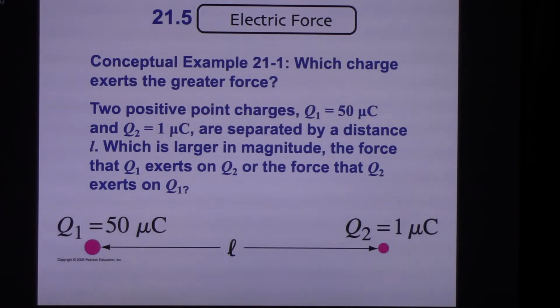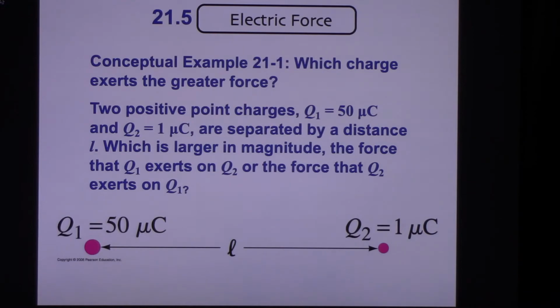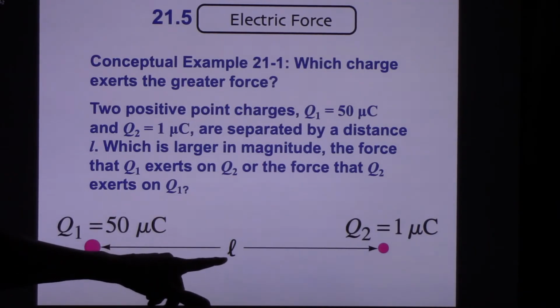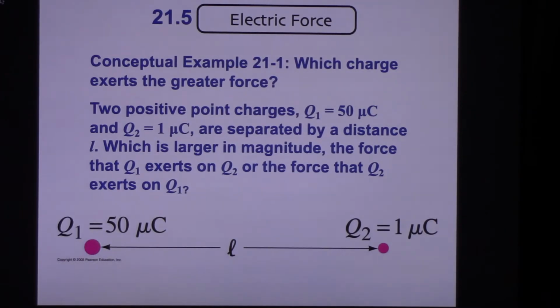It says that we've got two charges. One of the charges is 50 microcoulombs, and another charge here is 1 microcoulomb. So charge 1 is 50 times bigger than charge 2. And they're separated by some distance. Now here they're calling it L, and I think a better representation is that the L actually should be from center to center of the charged objects. So it's not edge to edge of the objects. Centering that distance is a better representation.